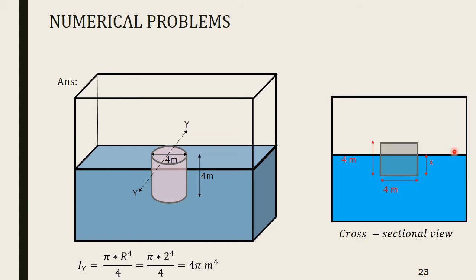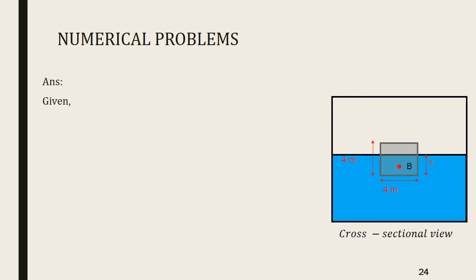This is the cross-sectional view. In the cross-sectional view, the cylinder looks like a cuboid itself. The height is 4 meter, diameter is 4 meter, and depth of immersion is not known to us. We have to find out the depth of immersion using the classic formula W minus FB is equal to 0. It is given that density of the cylinder is 600 kilogram per meter cube.